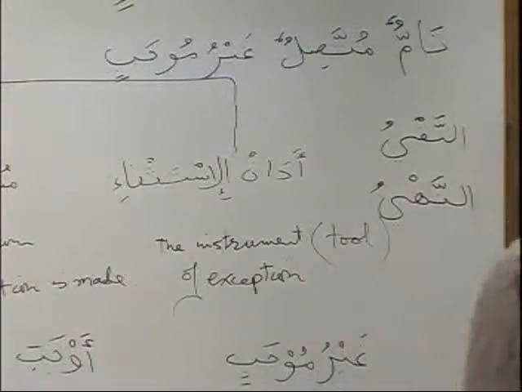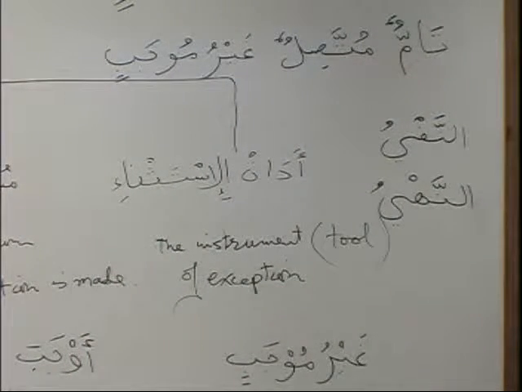Okay. Now, brothers and sisters, where is the mustasna? Al-judud. Where is the mustasna minhu? Is it there? Ahdun. So are they of the same kind? Yes, they are of the same kind. So what will you call this? Tamun, muttasilun, and ghairu mujibin.